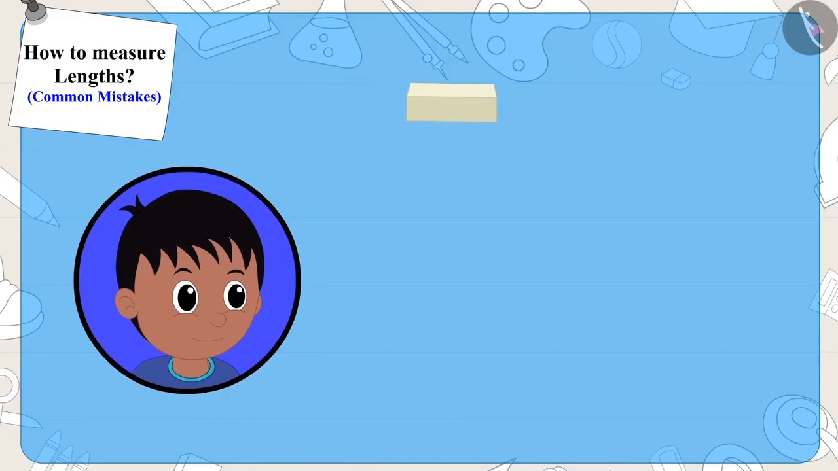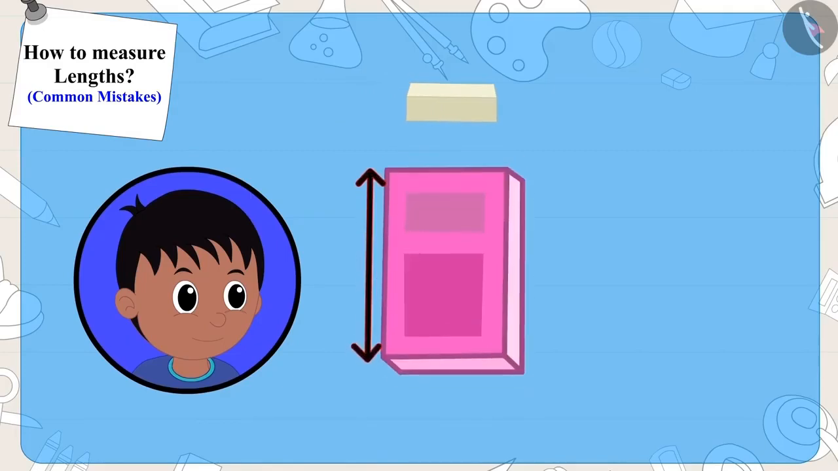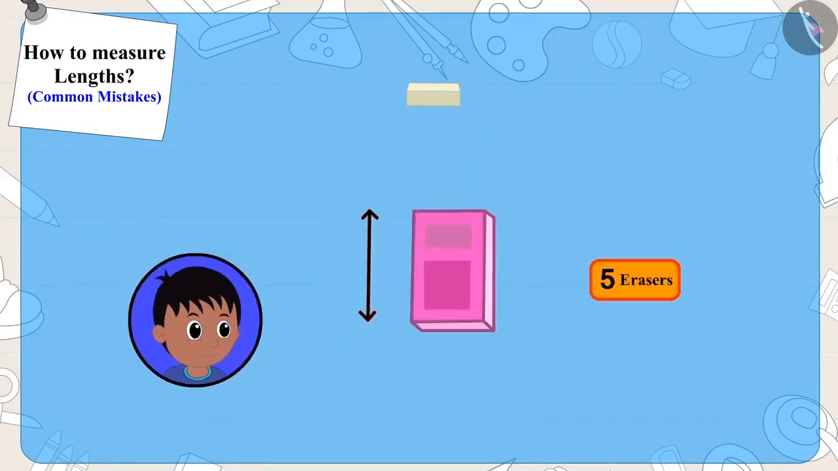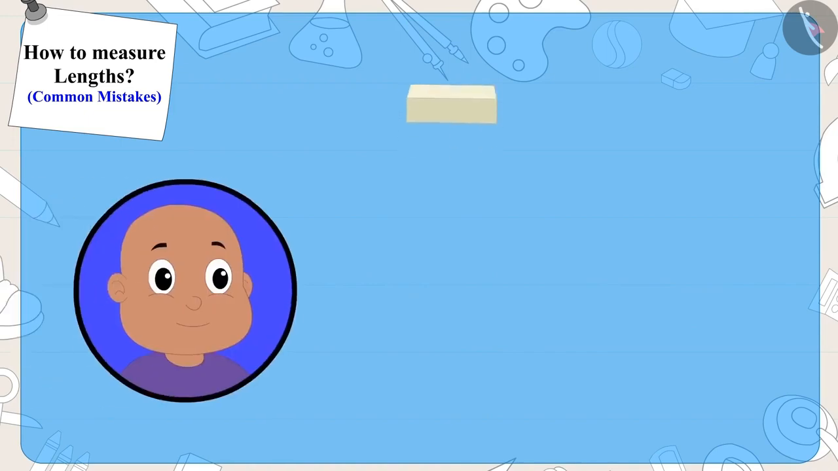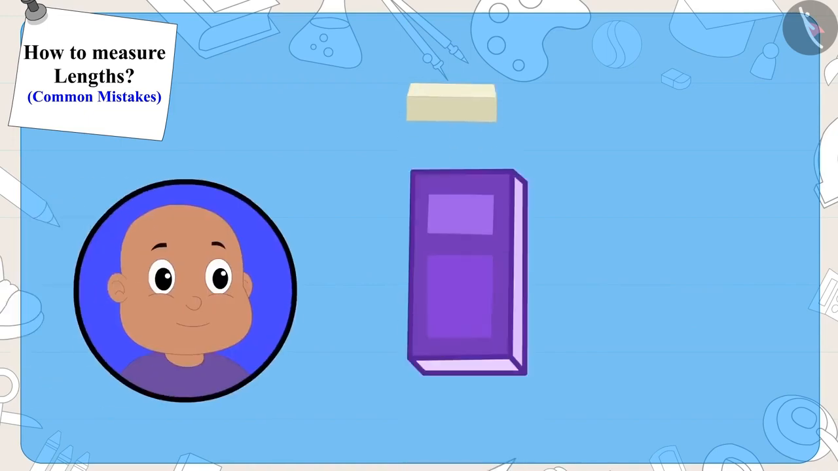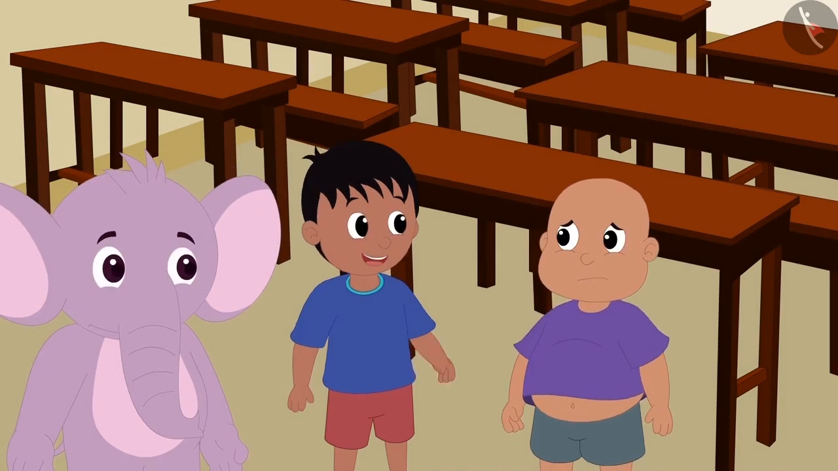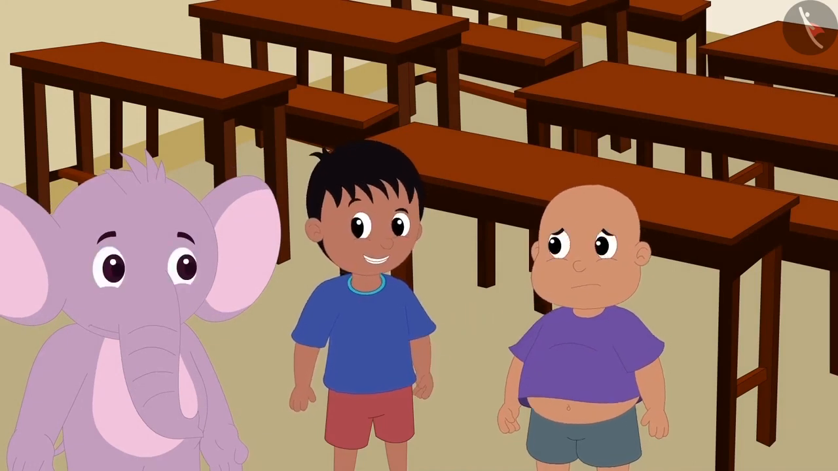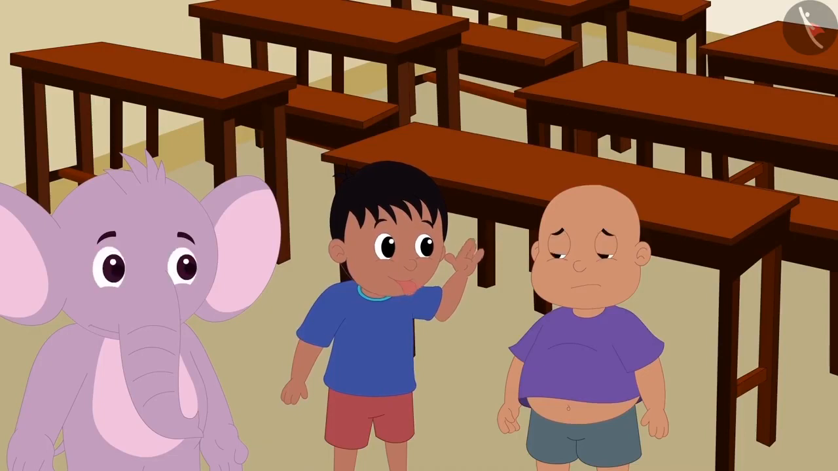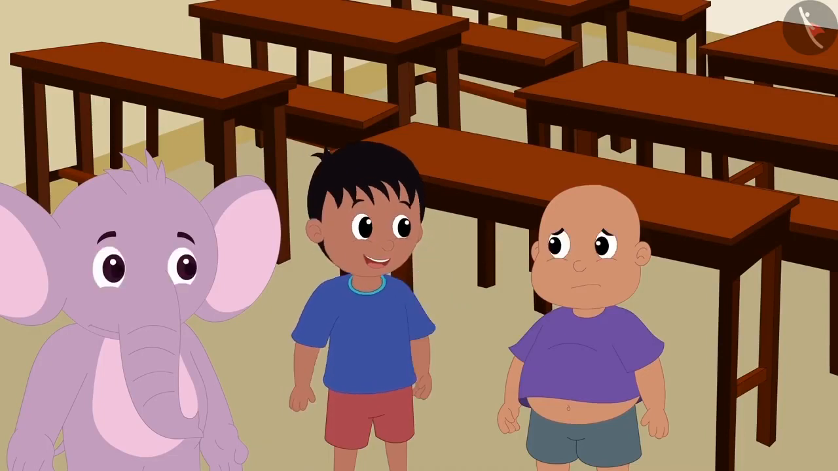First, Raju measured the notebook with an eraser. The length of Raju's notebook was 5 erasers long. Now, Bablu also used the same eraser to measure the length of his notebook. But Bablu's notebook was only 4 erasers long. Raju started teasing Bablu, saying that his notebook was longer.